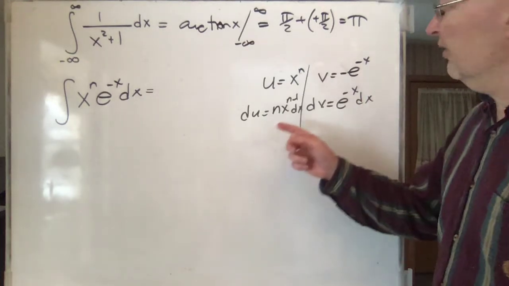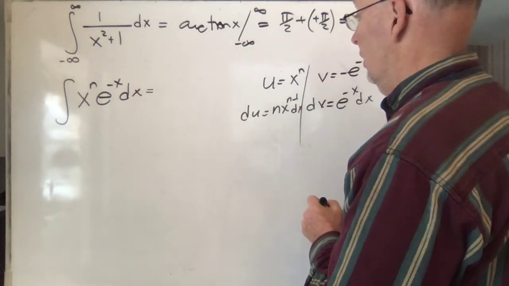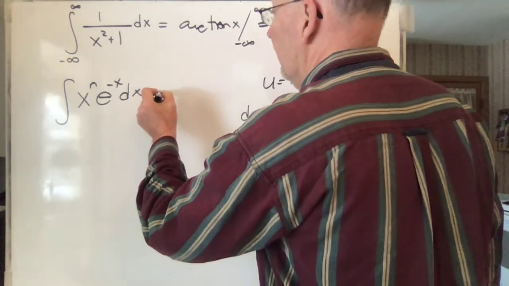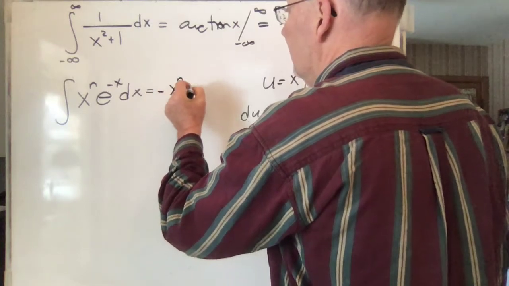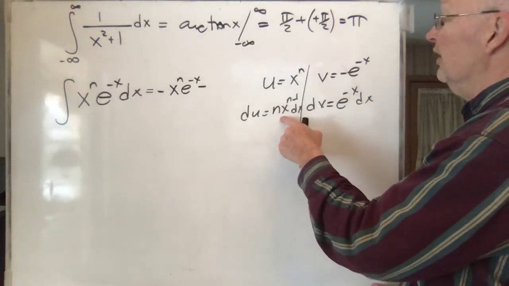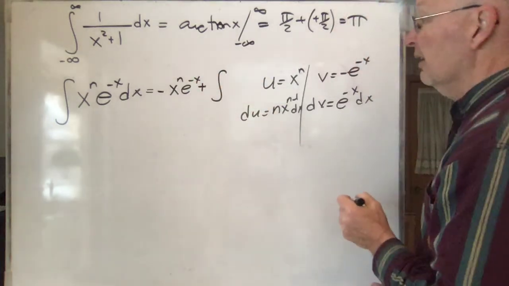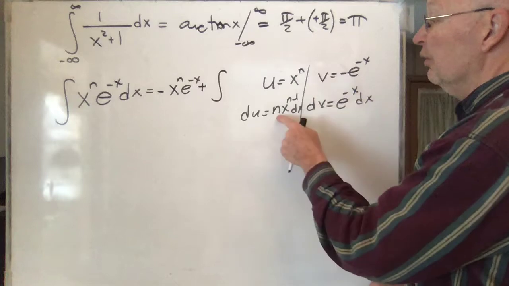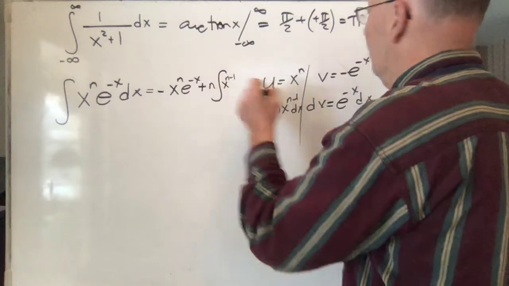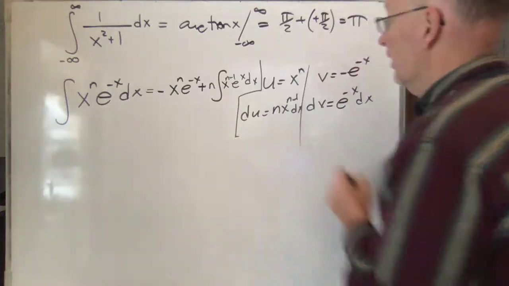So what's integration by parts say? You take u times v, so it's going to be minus x to the n, e to the negative x, minus the integral of v du. So here's v and here's du, so it's minus, there's another negative, so it's going to be plus, doggone it, I didn't give myself enough room here, v du, so it's going to be n, I can bring that out front, x to the n minus 1 e to the negative x dx. Okay, there it is right there.